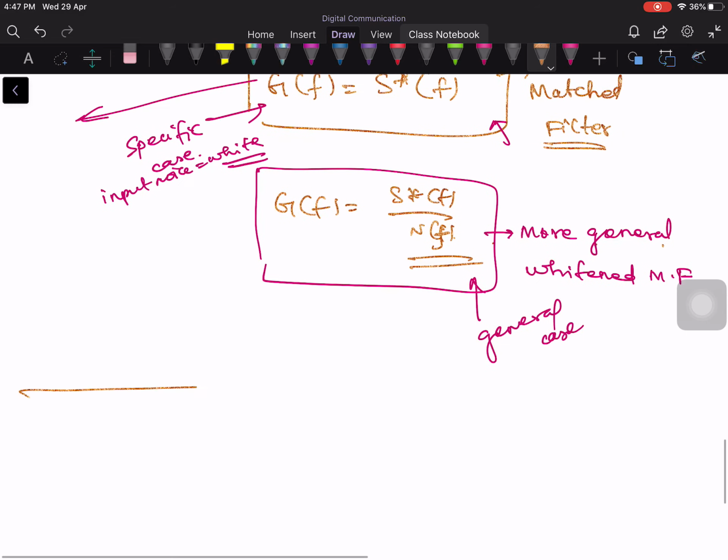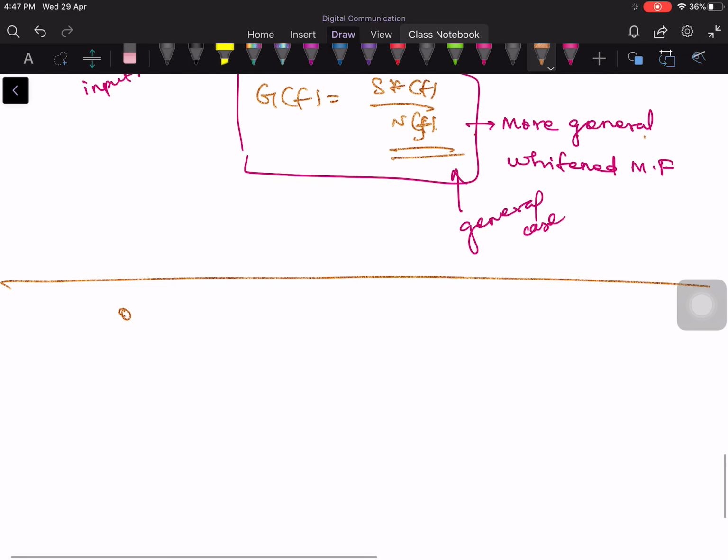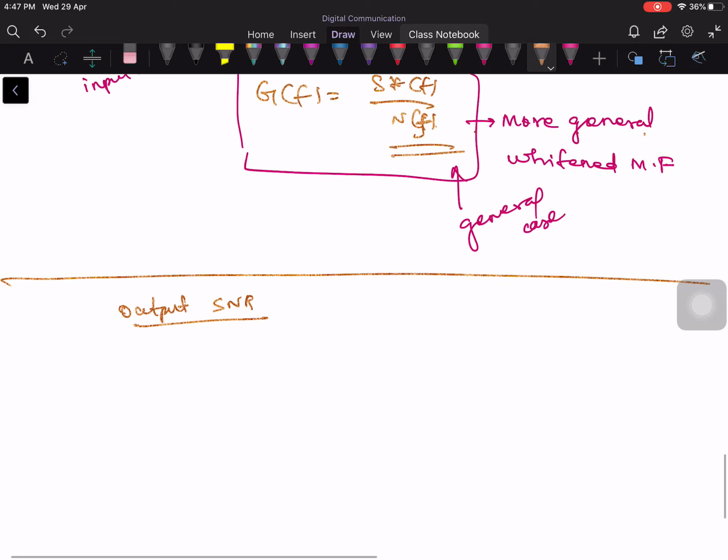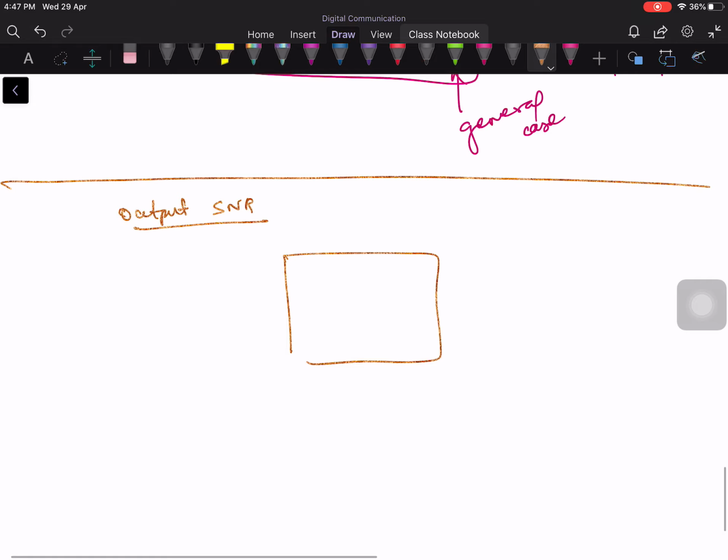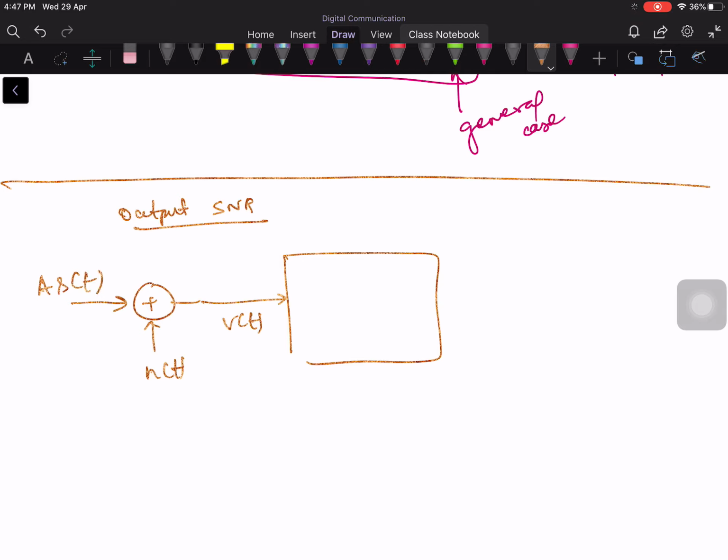Next, let me talk about output signal to noise ratio. Now you have a filter. Input is v of t, which is a contaminated signal. Noise is adding here, and this is your transmitted signal A times s of t, and here the impulse response is g of t. If you take the Fourier transform, you'll get the transfer function, that is G of f, and this is your output. So here I need to find out the SNR, that is my output signal to noise ratio.